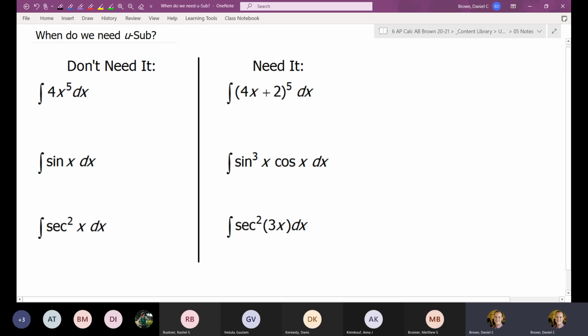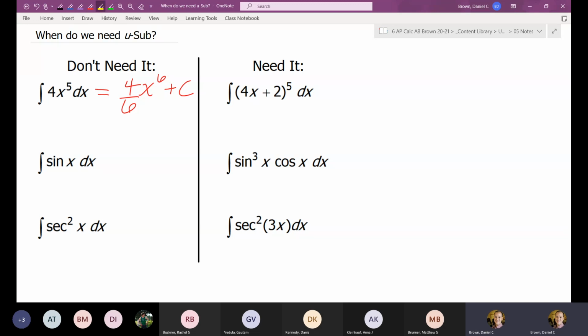Like that first one, if I'm integrating 4x to the 5th, really, really easy. That's just the power rule. 4 is a coefficient. Add 1 to the exponent, divide by the new exponent, plus c. We know how to do that one really easily. In that next column, one that's similar to that, so I still have a 4, there's still an x, it's raised to the 5th power.